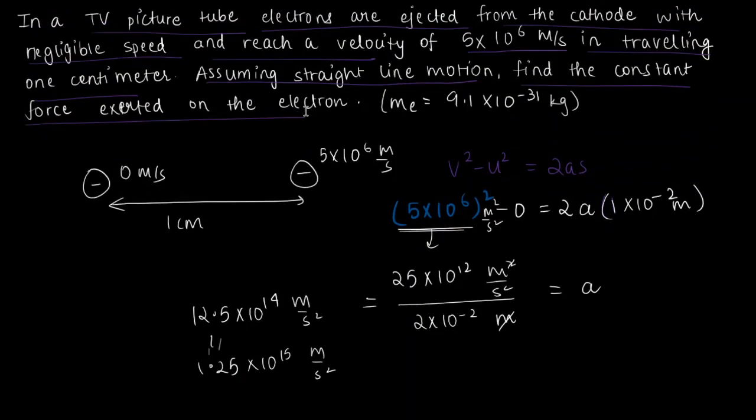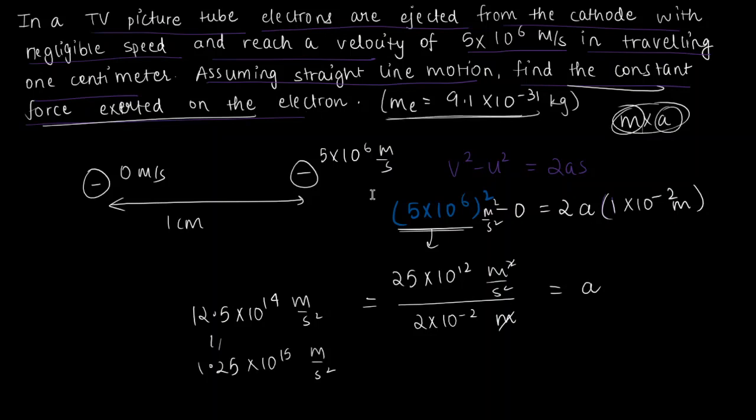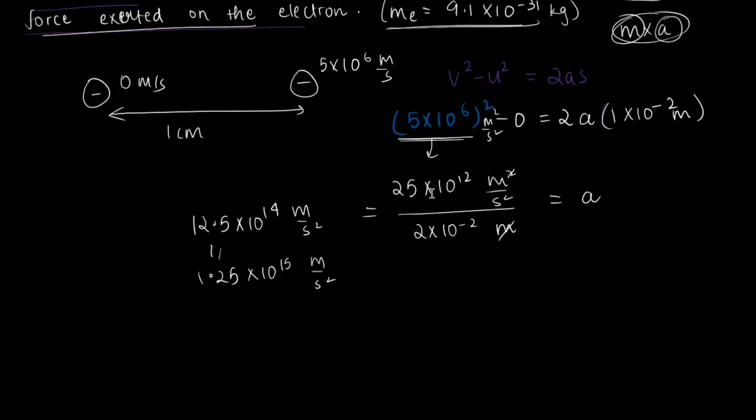And now you need to find the constant force. Well, to find the constant force, you need to multiply the mass times the acceleration. You now know what the acceleration is. The mass is given to be equal to 9.1 into 10 to the power negative 31 kgs. And so you just need to multiply this by this. And this multiplied by this gives you kg meters per second squared. That's just newton. So newtons is the unit that we will get.